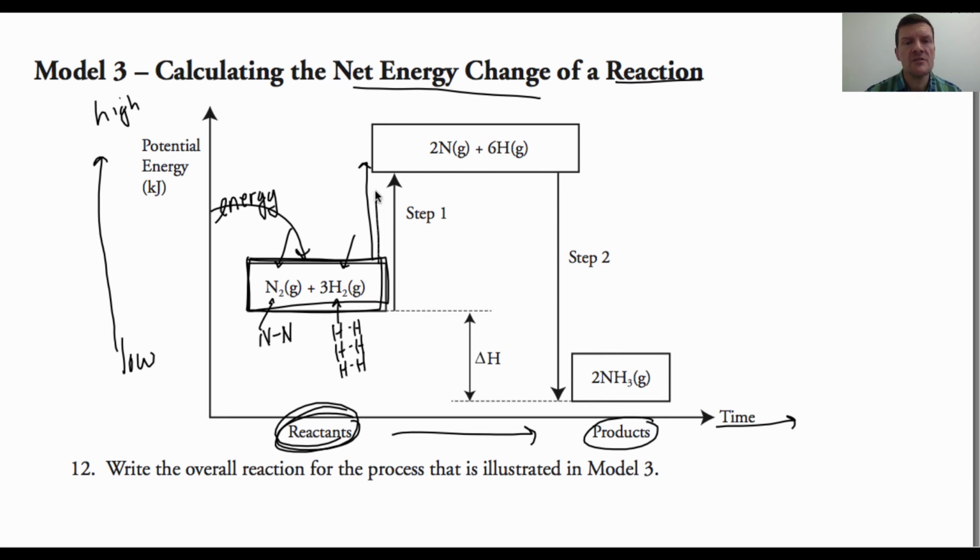That's going to require energy. Now we've got increased energy. Now we're at a higher energy position. And we've got 2 separate nitrogen. These have been broken here. Now they're separated. 2 separate nitrogen atoms, or 2 moles of nitrogen atoms. And all of these bonds have been broken. So we got 6 hydrogens, 6 moles of hydrogens, if you will.